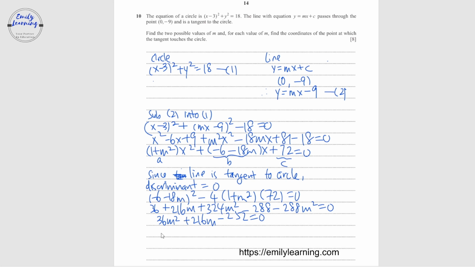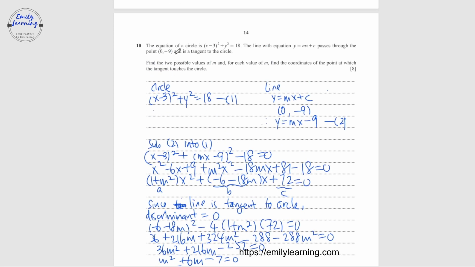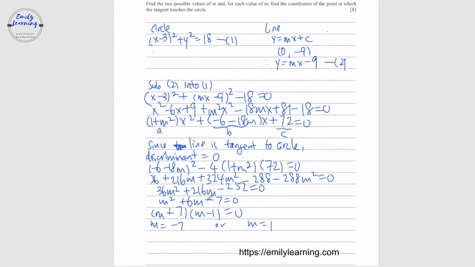Okay, let's divide everything by 36. This is what I get when I divide all terms by 36. So I can simplify it to m plus 7, m minus 1 equals 0. So factorize, this is what I get. So I know that m equals negative 7 or m equals 1. Right? So I found the two possible values of m.